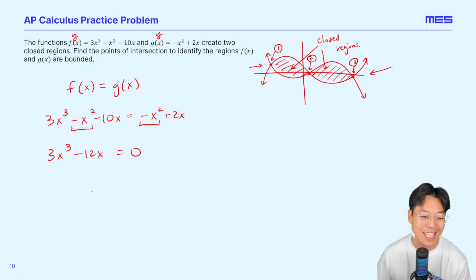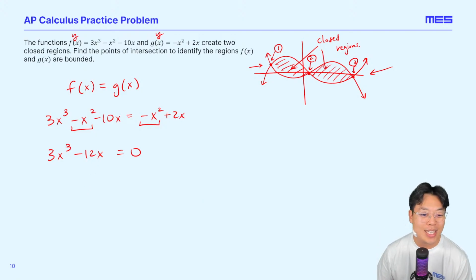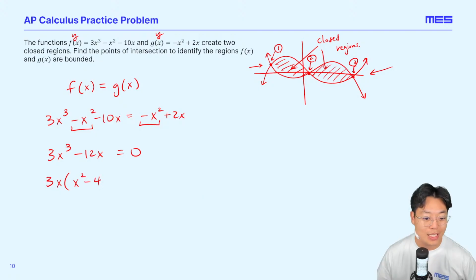There's a really neat way to solve this. These two terms have a common factor. Let me know what you think it is in the chat. What can we factor out from each of these two terms, 3x cubed and negative 12x? Well, 3 and 12 have a factor of 3. X cubed and x have a common factor of x. So we can factor out a common factor of 3x, leaving us with x squared minus 4.